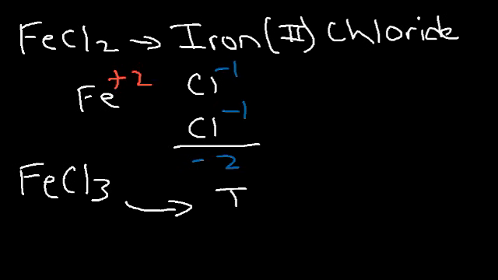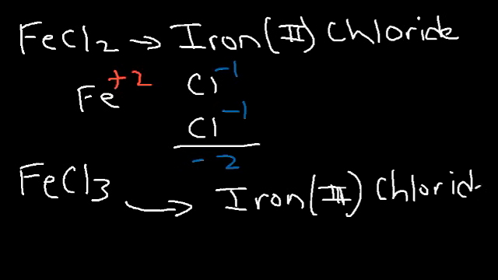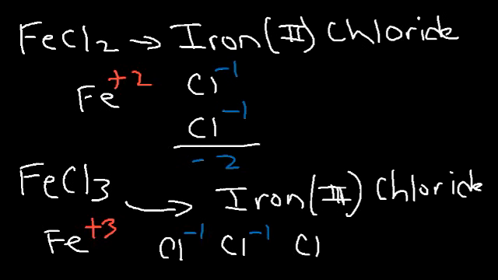FeCl3 is known as iron(III) chloride because the charge on iron is plus 3. It has to have a charge of plus 3 to neutralize the 3 chloride ions, which have a net charge of negative 3. And so that's how you can write the name for an ionic compound that has a transition metal with multiple oxidation states. You need to use a Roman numeral to specify the charge of the metal.